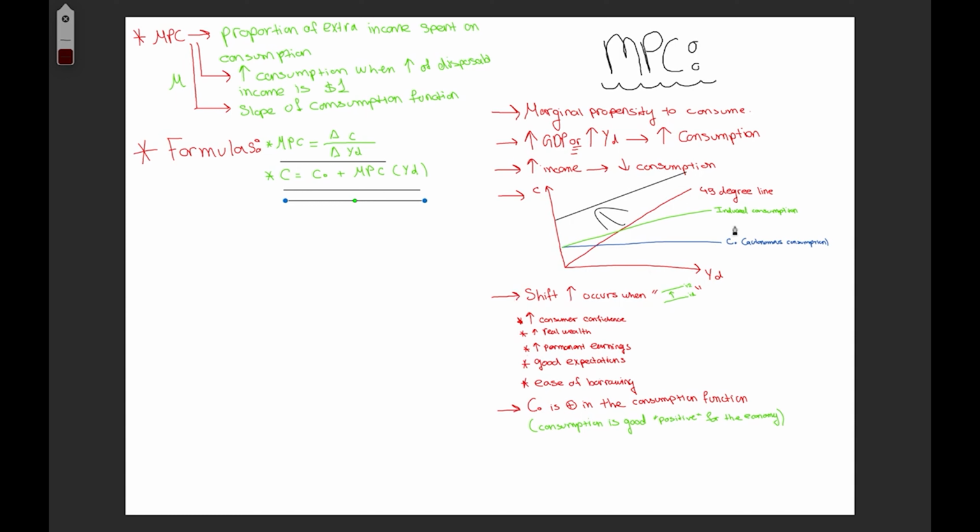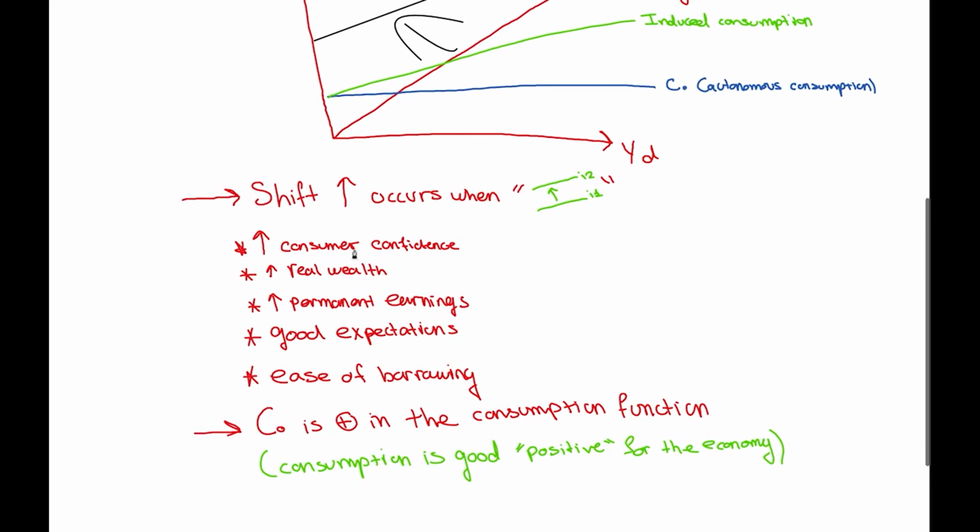Now, let's go over here. A shift upwards in the induced consumption line, when does it occur? It occurs when there is an increase in consumer confidence. For example, I am more confident, so I would want to consume more. Another example would be an increase in real wealth. I am wealthier, I have more money. Why not consume more? An increase in my permanent earnings. So I am sure my earnings are higher in the future, so I would want to consume more. Good expectations. Now, good expectations and consumer confidence are siblings, you could say. Ease of borrowing. When it's easier to borrow, it's easier to consume.